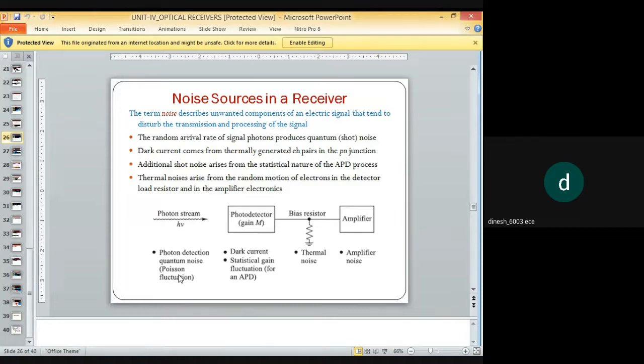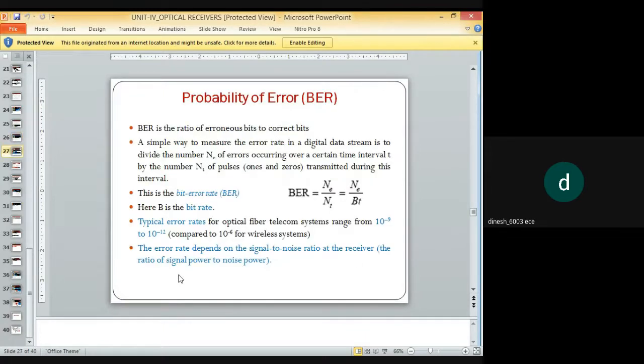Additionally, shot noise arises from the statistical nature of the avalanche photodiode process. Thermal noise arises from the random motion of electrons in the detector, the load resistor and the amplifier electronics. So, probability of bit error.